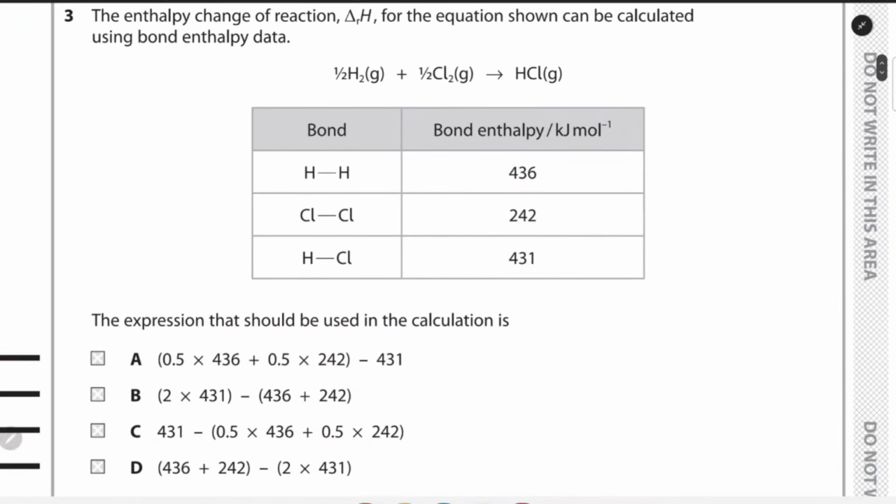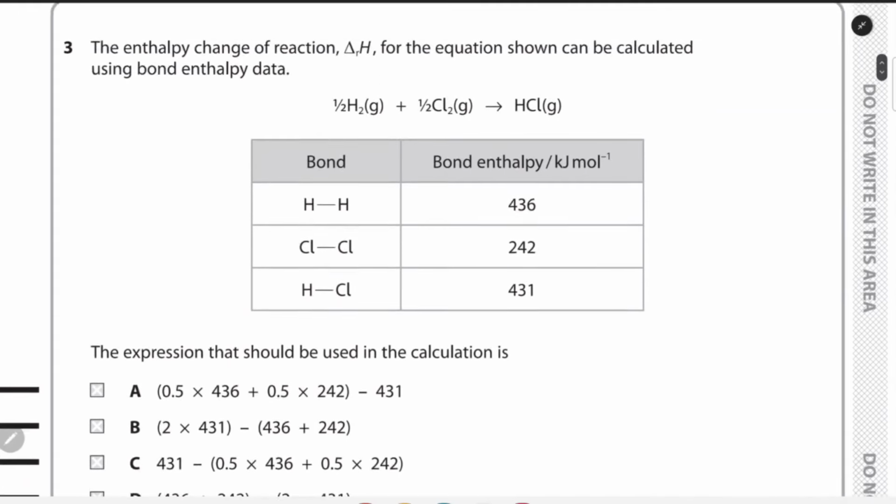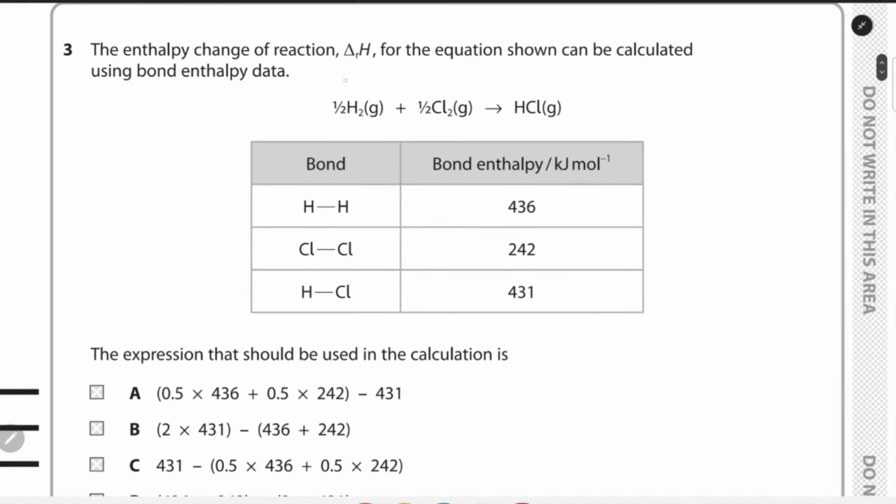Now on to question 3. We are given the bond enthalpy of the hydrogen-hydrogen bond, the chlorine-chlorine bond, and the HCl bond. From that, we have to find the enthalpy change of reaction of this reaction.